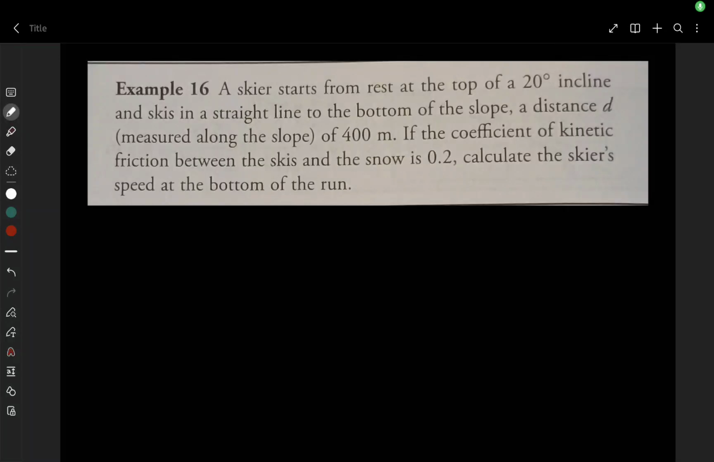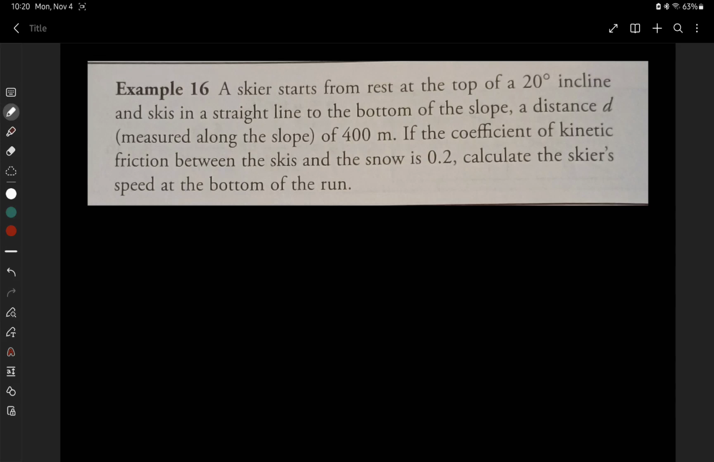All right, we are given this problem of inclines, and we need to find the final velocity of the skier at the bottom. A skier starts from rest at the top of a 20-degree incline and skis in a straight line to the bottom of the slope, a distance d of 400 meters. If the coefficient of kinetic friction between the skis and snow is 0.2, calculate the skier's speed at the bottom of the run.